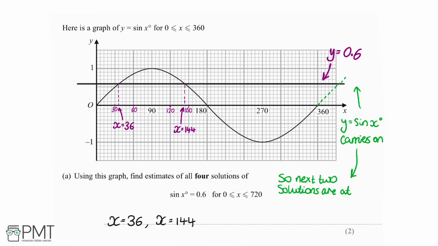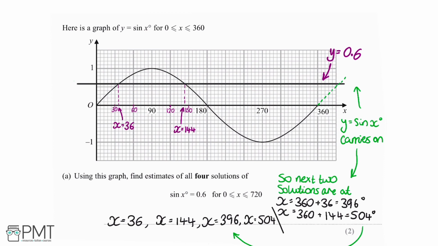So our next two solutions are at x equals 360 plus 36, which equals 396, and x equals 360 plus 144, giving 504 degrees. So those are our final two solutions. And we get 2 marks if we get all of those. And because this question is reading off from a graph, we have a bit of leeway in our answer. So if in your answer you got a degree above or below these answers, that's okay as well.